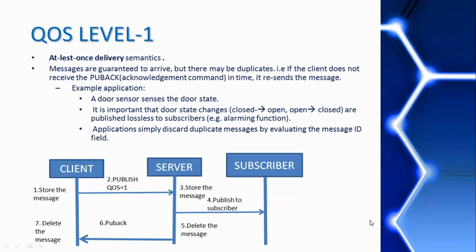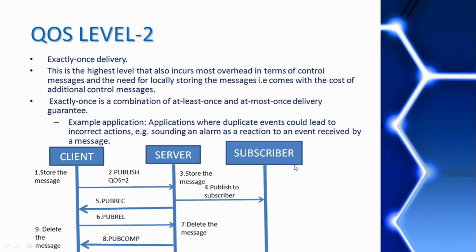Now let's move forward to QoS level 2. QoS level 2 affords the highest quality delivery semantics, that is exactly once, but comes at the cost of additional control messages. We have to use more than 1 acknowledgement. We will see. This is the highest level and it also incurs the most overhead in terms of control messages and the need for locally storing the messages.